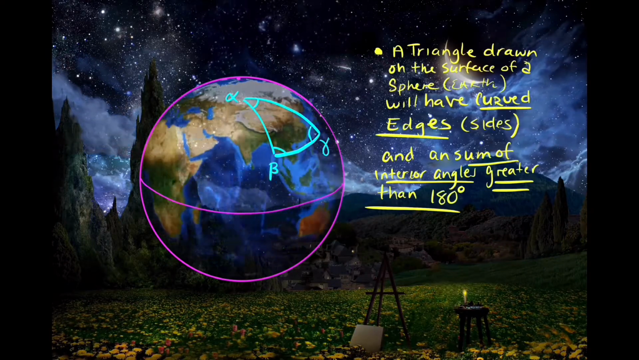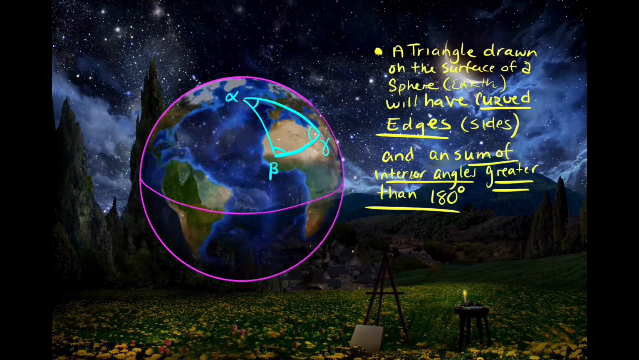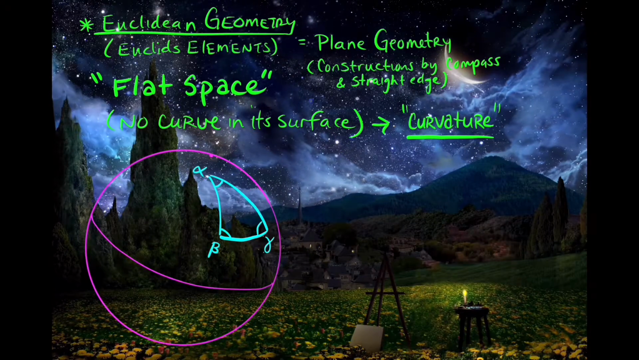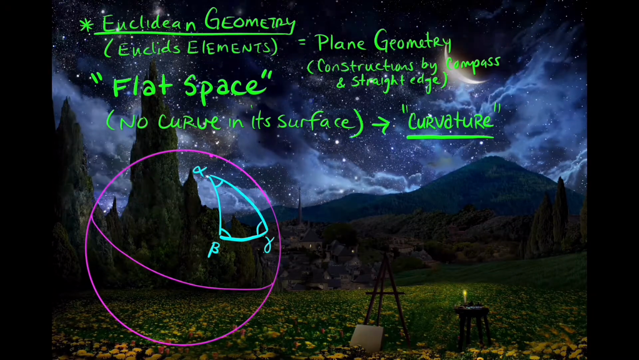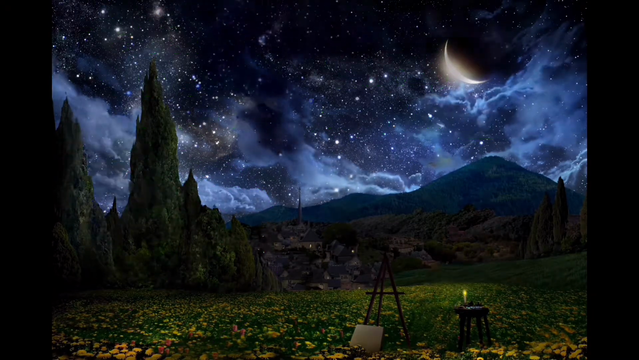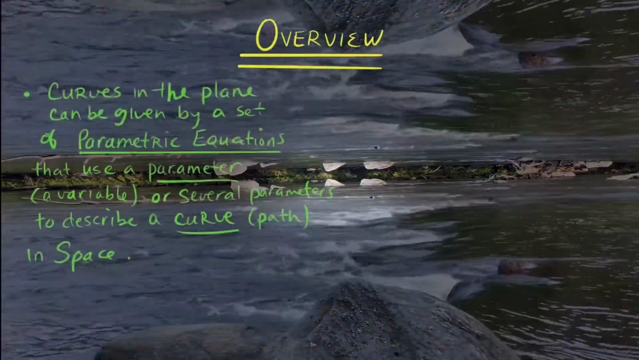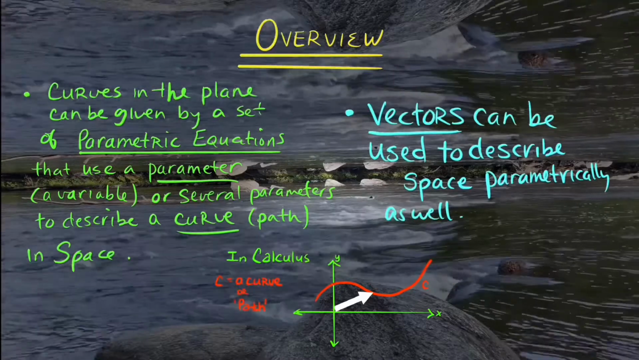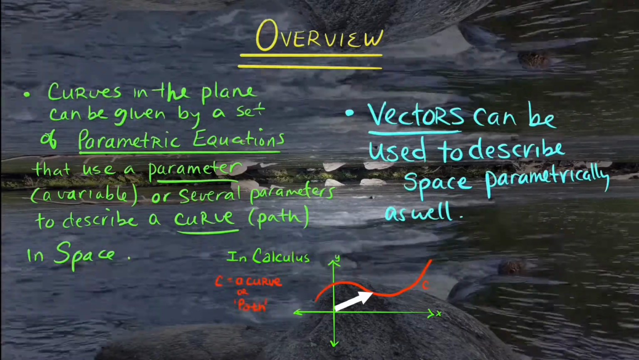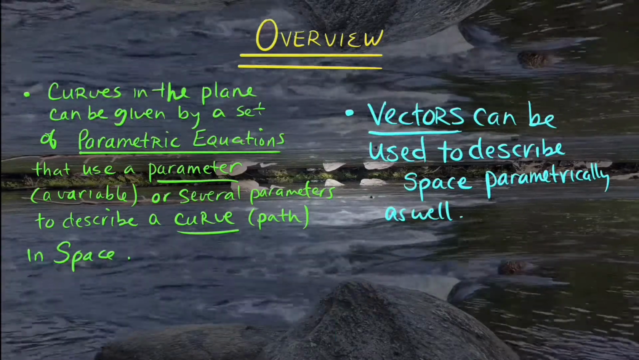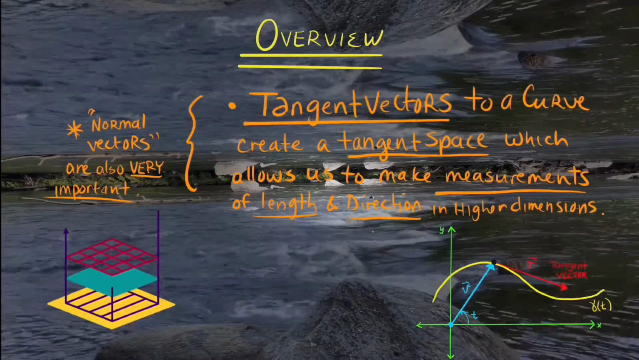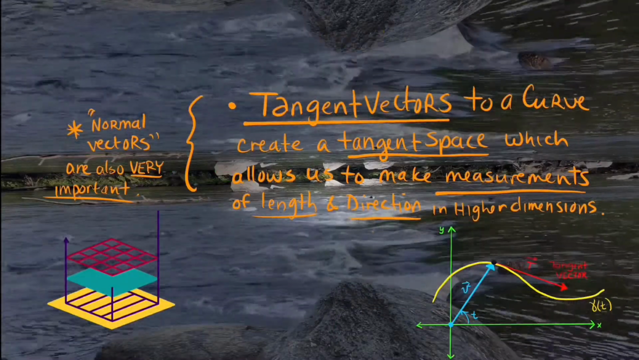Curved surfaces actually have a lot of different properties than flat surfaces, and so we're going to talk about some of those differences. Here's a quick overview. Parametric equations for curves can be described as vectors. Tangent and normal vectors lay the framework for measuring spatial length and direction.